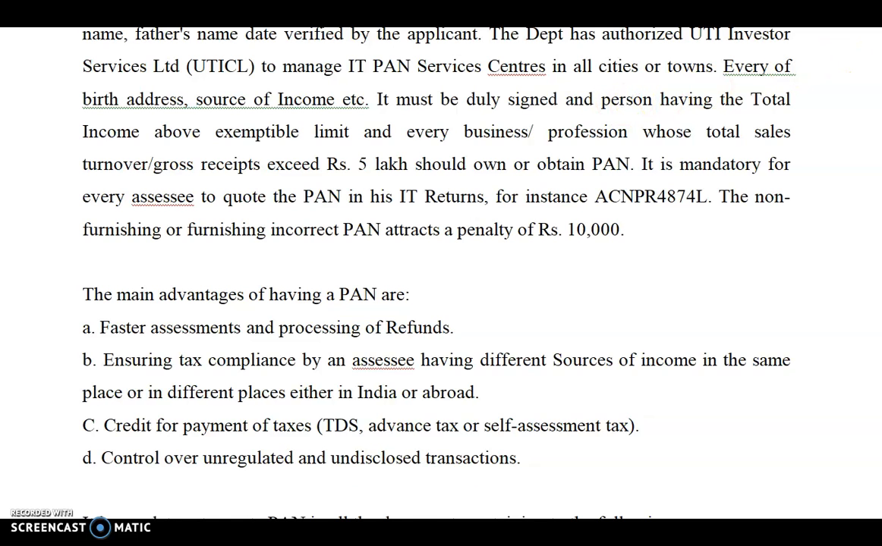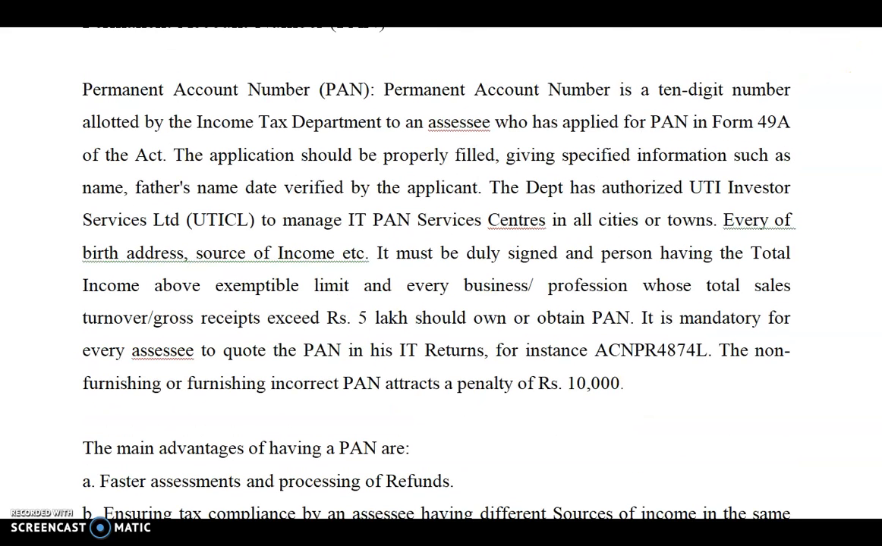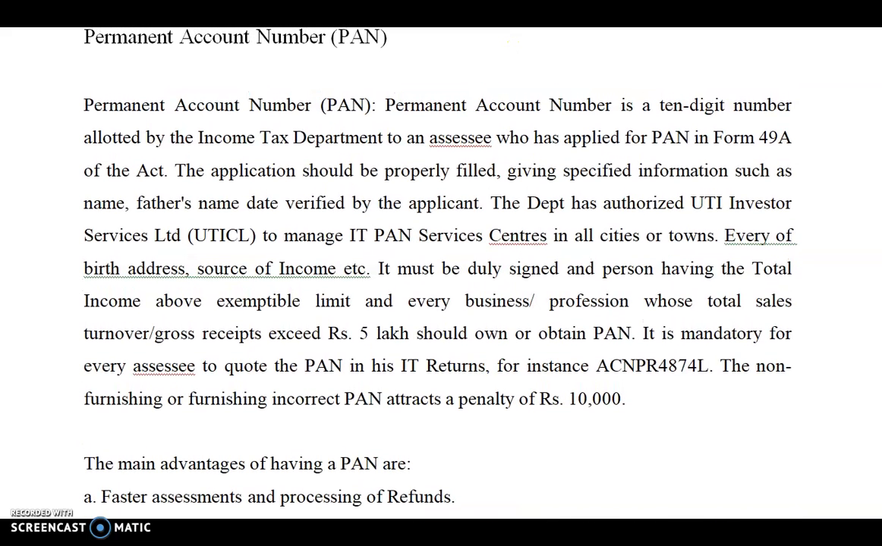You can expect a question for section B in the final semester exam regarding this PAN card. So see it properly, study it, and note it in your book. Thank you.